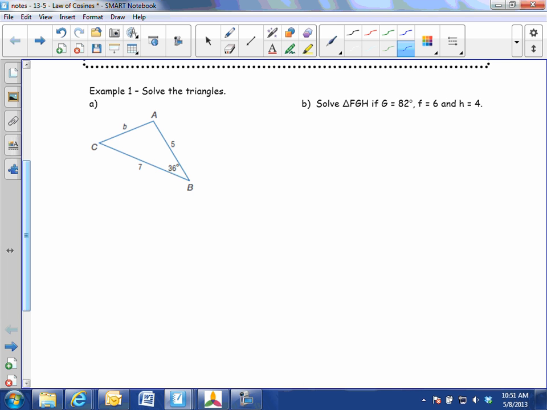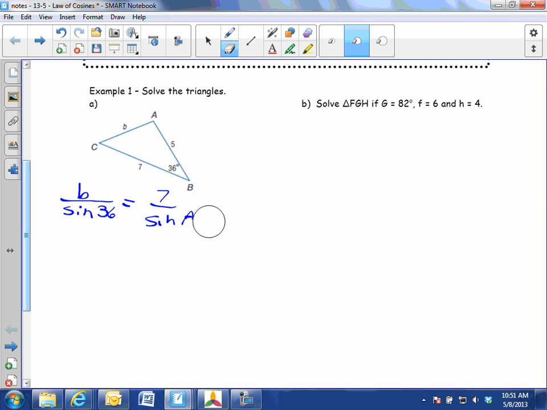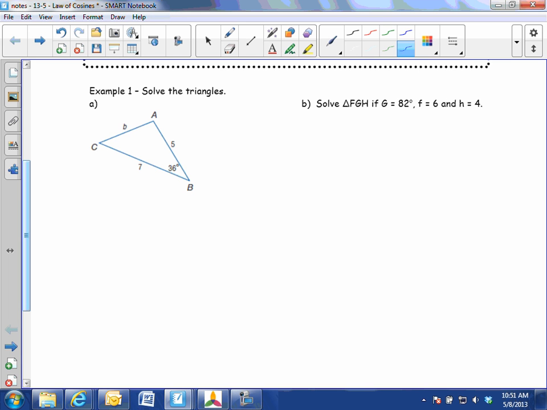So if I'm looking at this first one, it asks us to solve the triangle. If I was going to try and do the law of sines, I would have b over sine of 36 equals 7 over sine of 8. Could we use the law of sines? No, because there are two variables. No matter how I set this one up, I'd have two variables. We're going to use the law of sines eventually, but with two variables, you can't do it. So we're going to have to use the law of cosines.